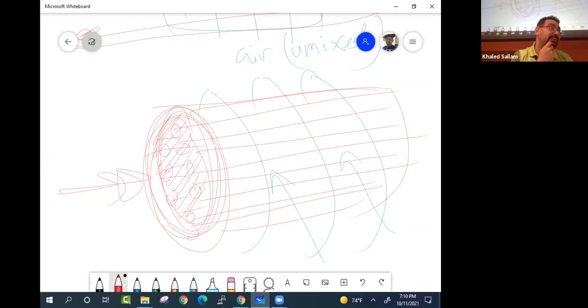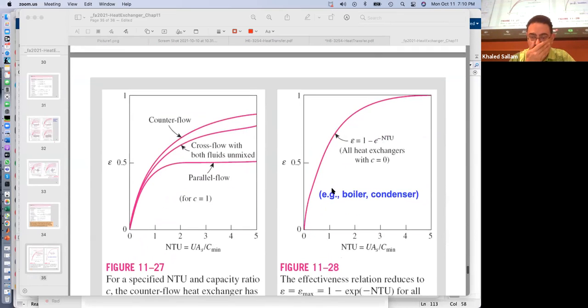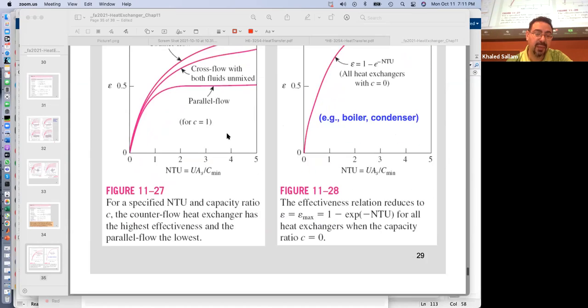Yes? Good. So this is the curve that we were talking about. When one fluid is doing phase change, it doesn't matter what configuration, it's one equation for everything: epsilon is 1 minus e to the minus NTU. Very simple. What is that? C equals 0. Why? Because C max is infinity. Okay. Good.